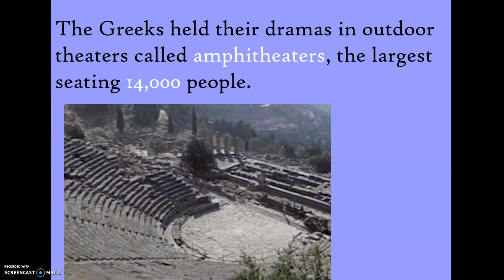And the Greeks held their dramas in outdoor theaters called amphitheaters. And the largest amphitheater actually was able to seat 14,000 people. So you can see it here. This is where the stage area would be. And you can see the open seating here. This was a theater at Delphi.